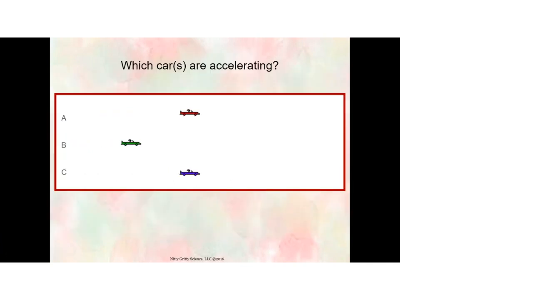Okay, so which car is accelerating on this one? Let's try this one here. Publish a poll. Let's start a poll here. So A, B, or C. All right, which is accelerating? Which are the ones that look like they're going faster and faster and faster every second? All right, several of you guys said letter C.